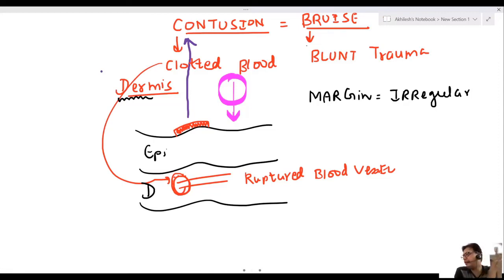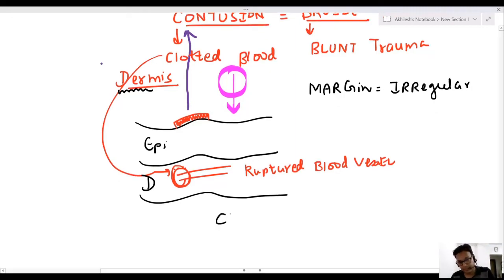So, Doctor Saab, the first question comes: bruise is an injury of dermis. It is by blunt trauma. Ruptured blood vessel produces swelling. Margins of the bruise are irregular.